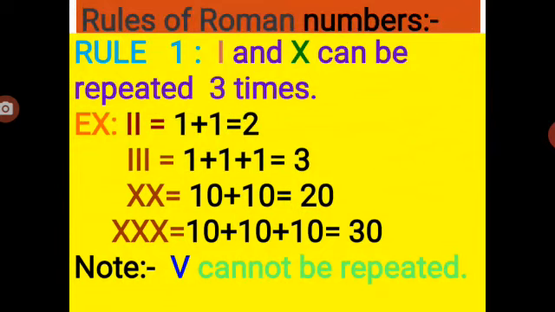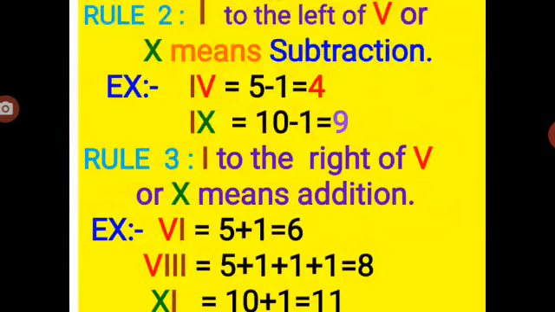Next, rule number 2: I to the left of V and X means subtraction. That is, I before V and X means subtraction. See the example, I V. V value is 5. So with I before V, this is subtraction. I value is 1. So 5 minus 1 is 4. Next, I X.